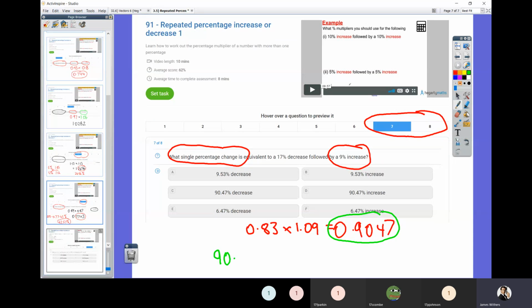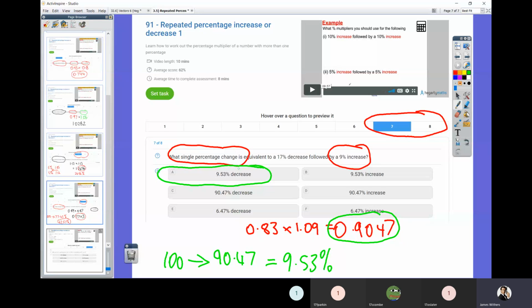Now that decimal multiplier is giving us a percentage of 90.47, okay. Now be careful, the temptation is to go for answer D, but what we're saying is the price has gone from 100 down to 90.47. So how much is it decreased? So you need to do 100 take away 90.47 to give you an answer of 9.53. Okay, so it's gone downwards, so it's a percentage decrease. So it is answer A, it is 9.53 percentage decrease.